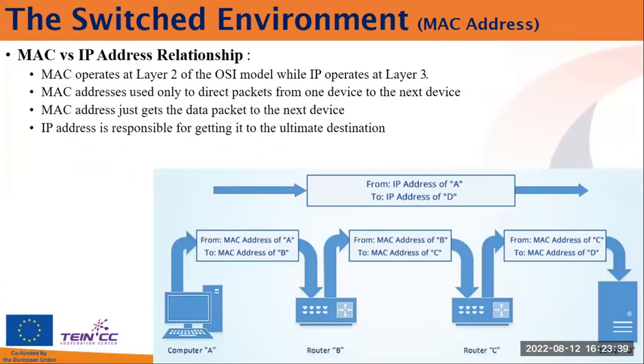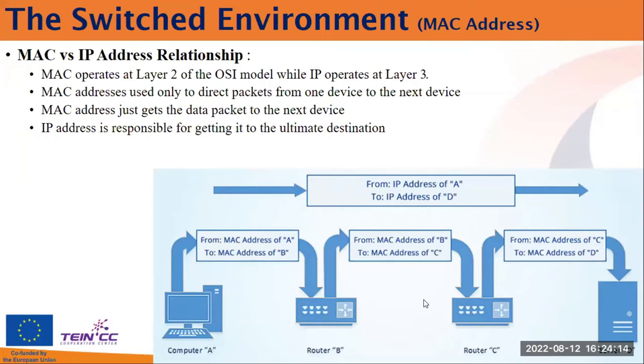So, the MAC versus IP address relationship. You can see here a figure, that is our example, so we'll go through it. Initially, it might seem that IP address and MAC address are redundant because both are unique identifiers for network devices, but they actually serve different purposes. That means both are unique, but their purpose of service is different, and they are visible in different ways.